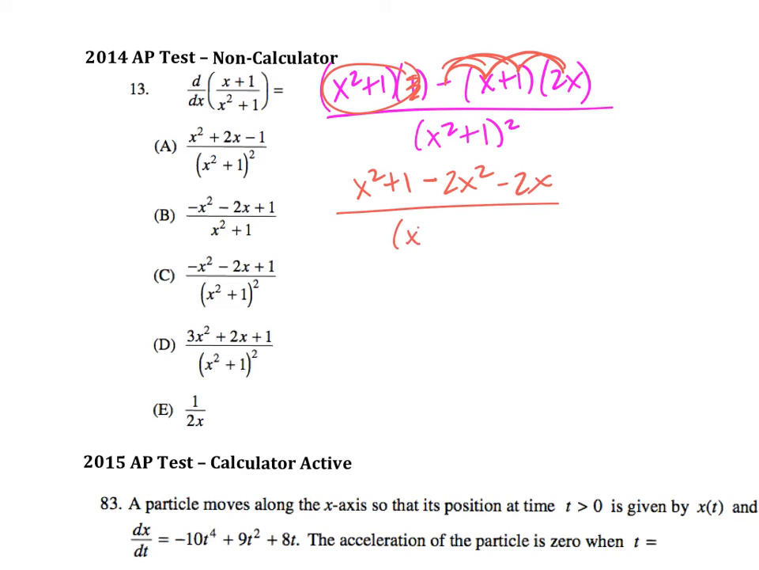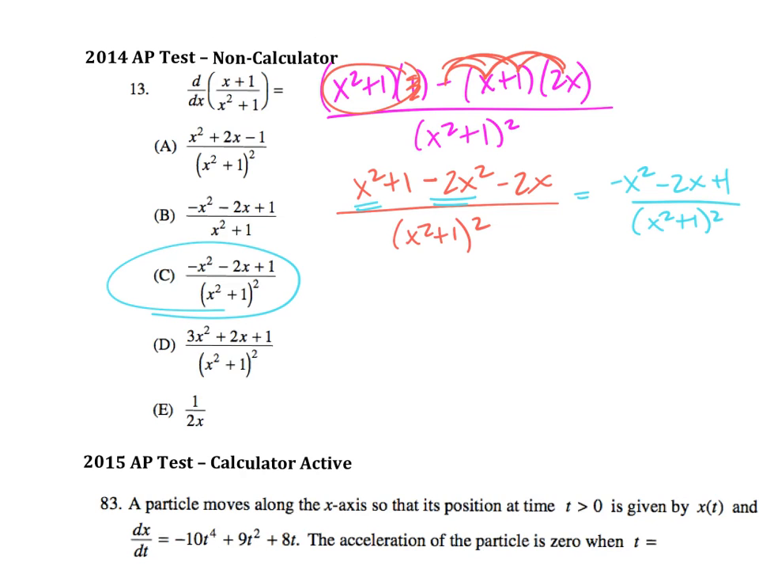I'm not going to distribute that denominator out, because when I look over here, I notice that many of them are not distributed. I'm not sad about it. And then when I combine negative 2x squared plus 1x squared, I get a negative 1x squared minus a 2x plus a 1 over that denominator. And that looks like C.